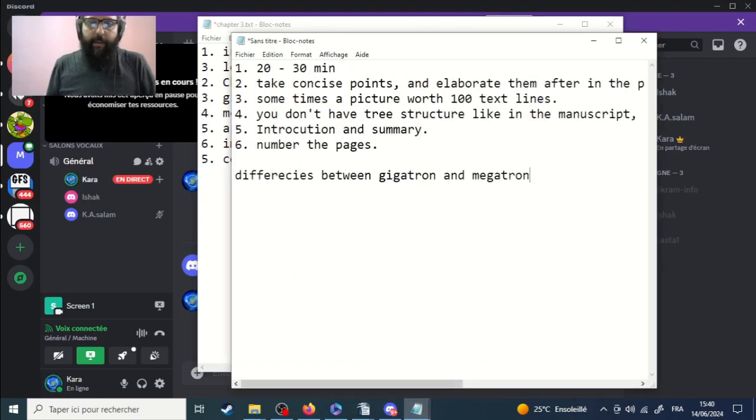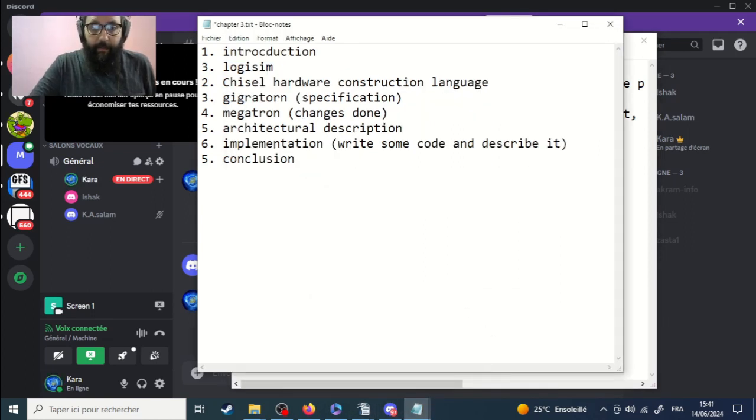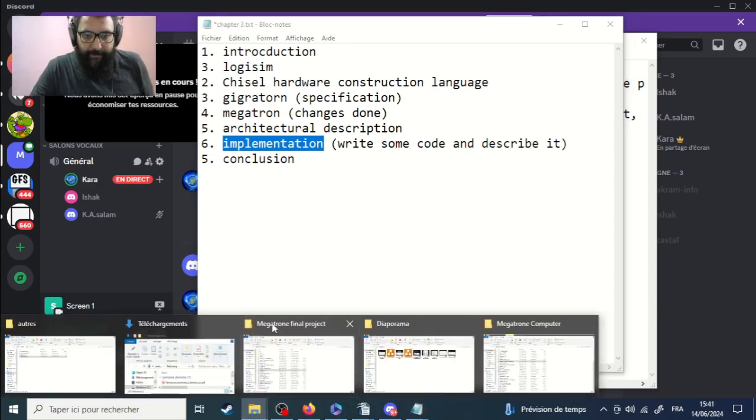Okay, add it here, and then you have to talk about the implementation. For the implementation, you have to give some snippets, not of all the code, of course, just some small parts of the implementation. And the last one, chapter 4, where is chapter 4?